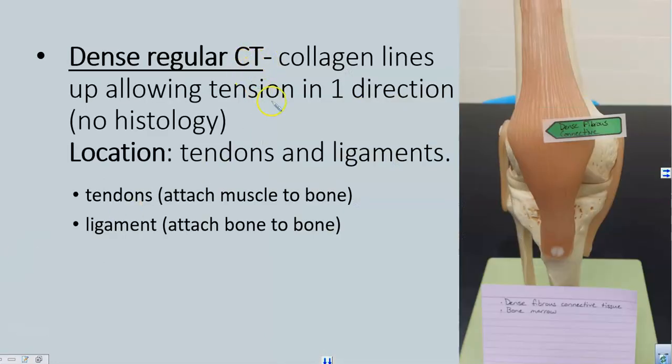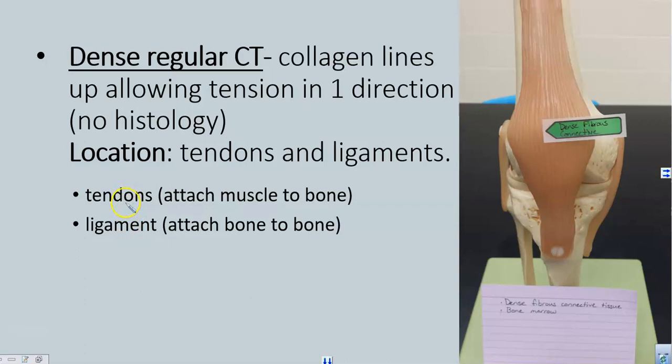So here is the dense regular connective tissue. The collagen, which is what we're seeing in this tissue, lines up in one direction, and it allows for tension only in one direction. I know that looks like a muscle there, but that actually is a ligament you're looking at. And the reason that is a ligament is it's connecting a bone to a bone. So you'll find the dense regular connective tissue in tendons and ligaments.